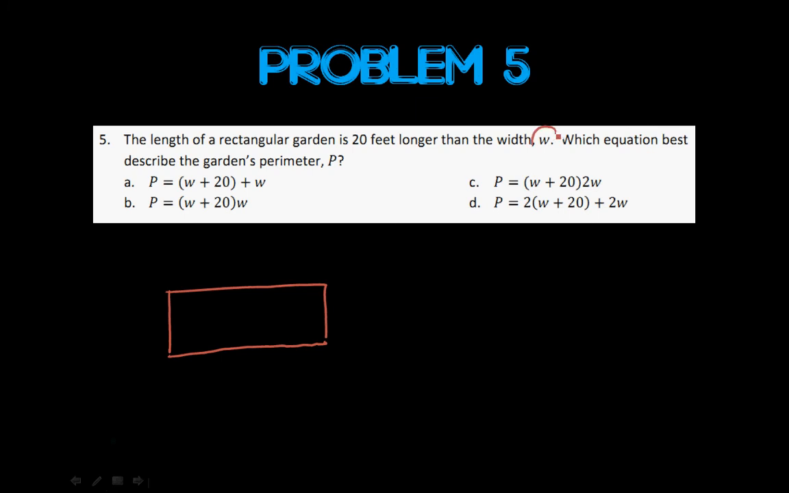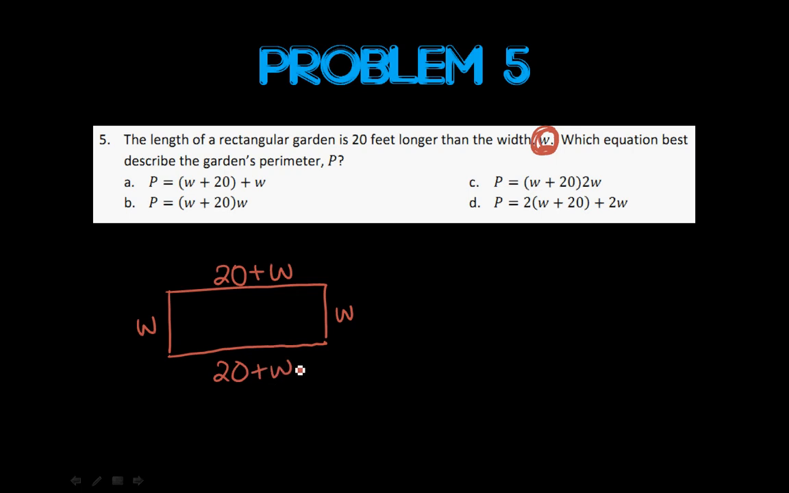Since they give you this W, you know that you want that to be somewhere on your picture. So I'm going to make that this side here. If the length is 20 feet longer, longer means you're adding, so this would be 20 plus W. Anytime they give you the letter, you want only that letter to appear in the picture. You don't want to have any other different letters. Now the other side would also be W, and this side would be 20 plus W.